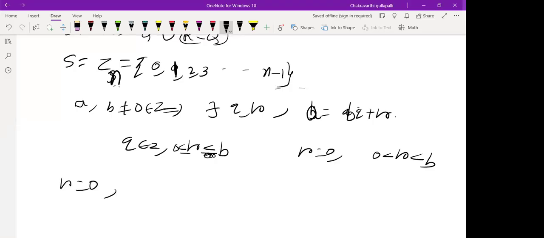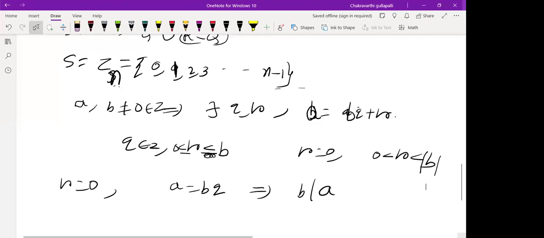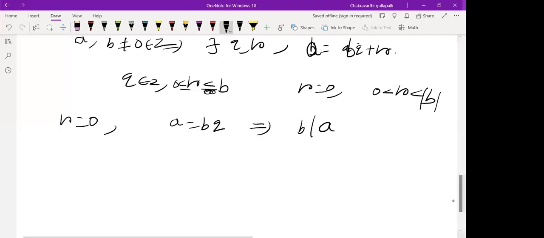So if r is 0, then a is equal to bq, and we say a is divided by b. That means b divides a, or a is said to be a multiple of b. q can be negative, but the remainder cannot be negative. It should be less than modulus of b. Why modulus? Because a can be a negative integer also, and b, being an integer, can be negative. But the remainder should be positive and less than modulus of b, because if b is negative, r is already positive and cannot be less than a negative number. You should have modulus of b. This is what is called the division algorithm.